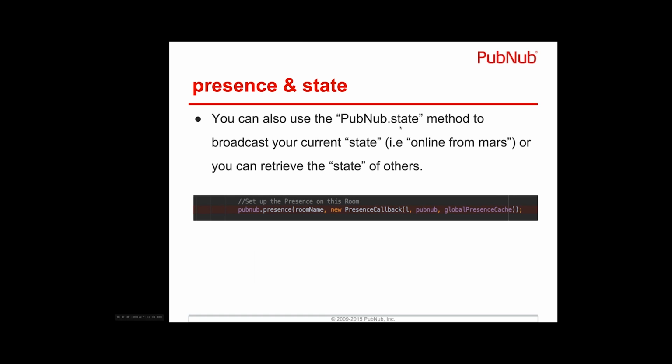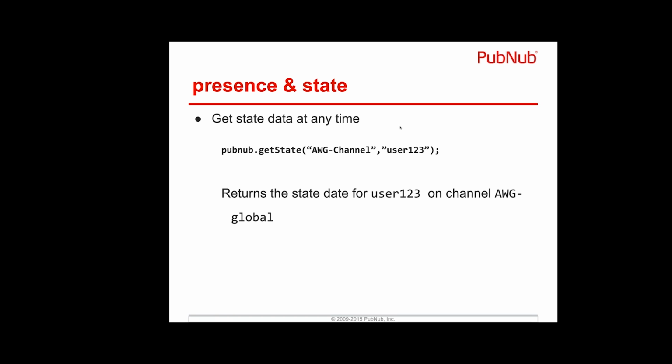All right, there is also a state method that you can use to set state, and there are some examples in the code there for that. For getting state on any given channel, if you want to get the state of user 123, for example, you could use the PubNub object's getState, give it a UUID and the channel name, and it will retrieve the state. Same semantics as many of the other calls, which is just passing in a callback and retrieving that state information.